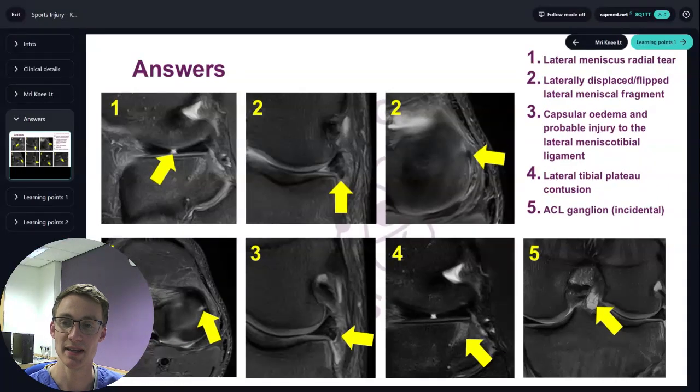So just to summarise again the findings on this case, we've got a lateral meniscal tear with a displaced meniscal fragment seen on the coronal and the axial images. And we've got capsular edema and a probable injury of the lateral meniscotibial ligament, as well as contusion in the lateral tibial plateau and an incidental ACL ganglion cyst, which is not of clinical relevance.